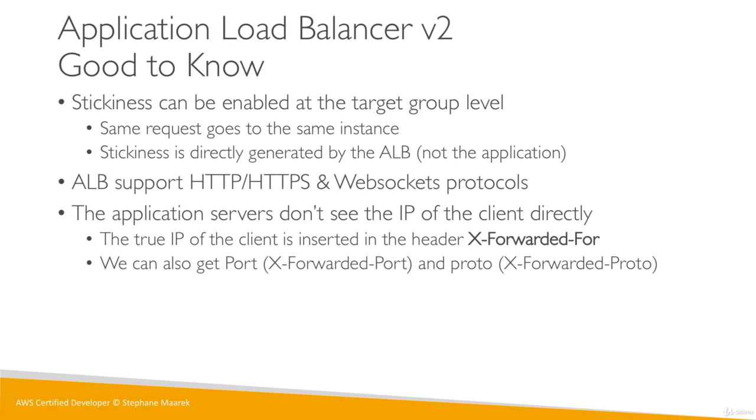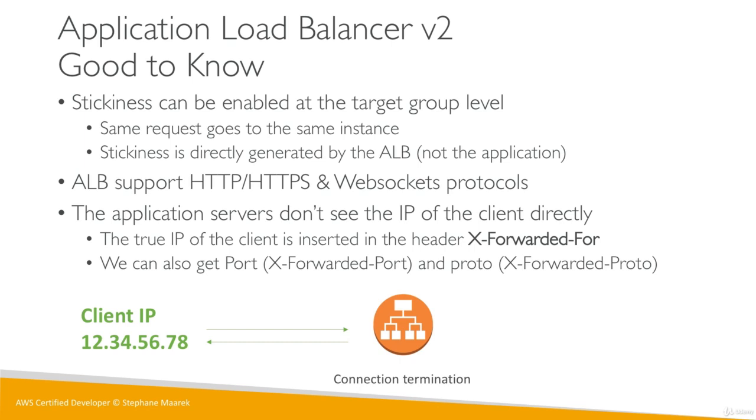So you may be asking, what does it look like? Well, basically, we have our client IP, 1.2.3.4.5.6.7.8, and it talks to our ALB. And what happens is that the ALB does something called a connection termination. So it'll establish a new connection to your EC2 instance. So your EC2 instance sees the private IP of your load balancer. It doesn't see the private IP of the client.